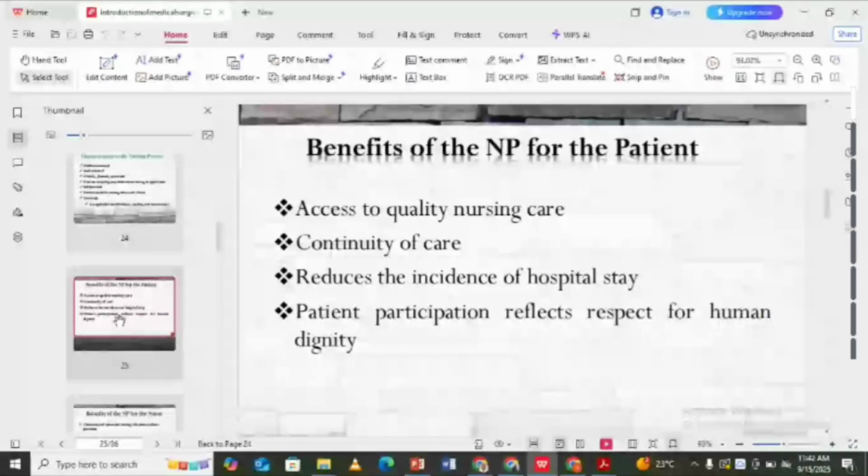I've just mentioned this. It reduces the incidence of hospital stay, because the patient is receiving quality care. So that reduces the amount of time the patient spends in the hospital. If it's not being utilized, it prolongs the patient's stay in the hospital. There is the patient participation aspect, because the patient needs to be given that human dignity, where they are also part and parcel of the process of their care, of their well-being. So they need to feel like they are part of that process. And the nursing process permits that. It allows the patient to be part of that process.